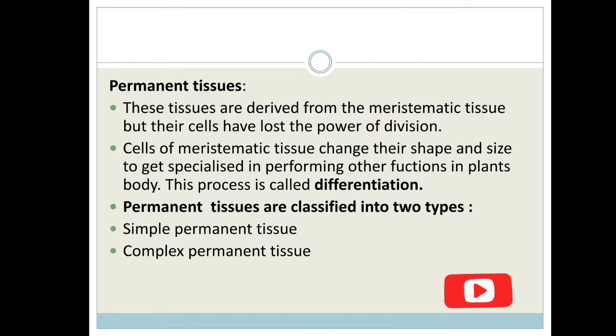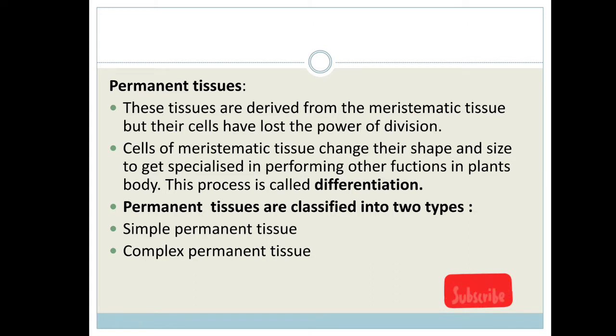Now let us know about the permanent tissue. So this permanent tissue is derived from the meristematic tissue, and their cells lost their power of division, means they cannot divide any further. So this permanent tissue is classified into two main types. The one is the simple permanent tissue, and the another one is the complex permanent tissue.